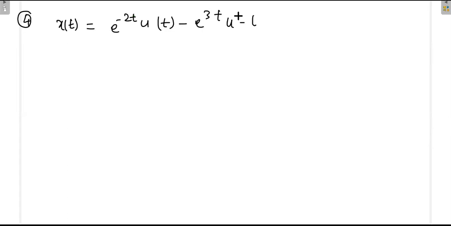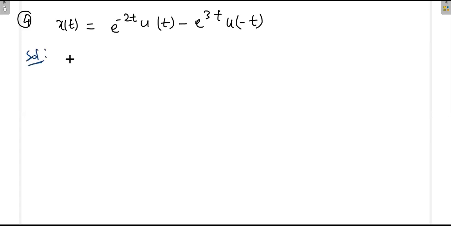So the 6th problem in that category. I'm using the same numbering, continuing from that number. Already we have completed 3 problems, and then the 4th problem in that variety is x of t equals e power minus 2t u of t minus e power 3t u of minus t. Then what is the solution?